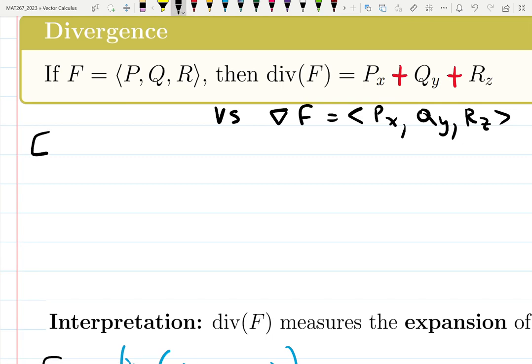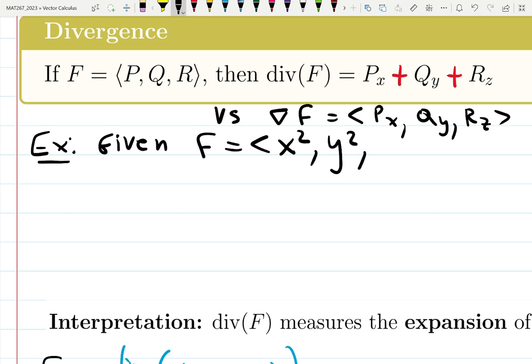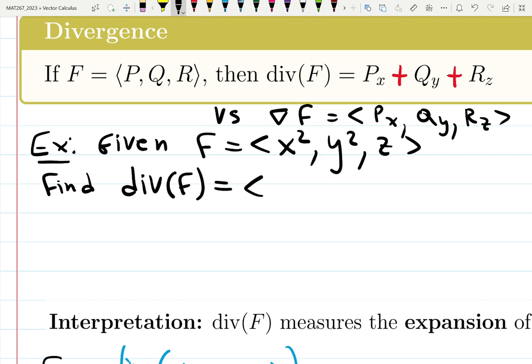Example. Given F, where P is X squared, Q is Y squared, and R is Z, a three-dimensional field, find the divergence, div of F. That will not be a list of derivatives anymore, like we had for the gradient. That will be the sum of derivatives. That's a pretty cool new thing to remember.